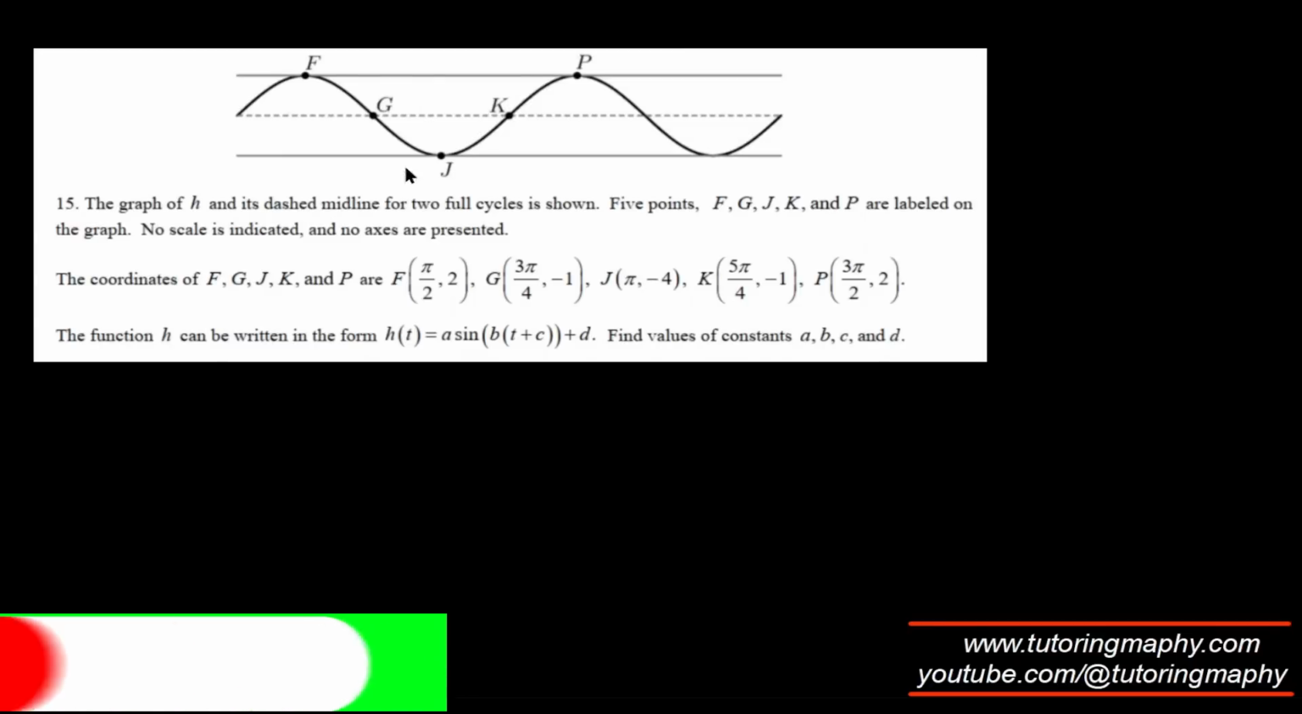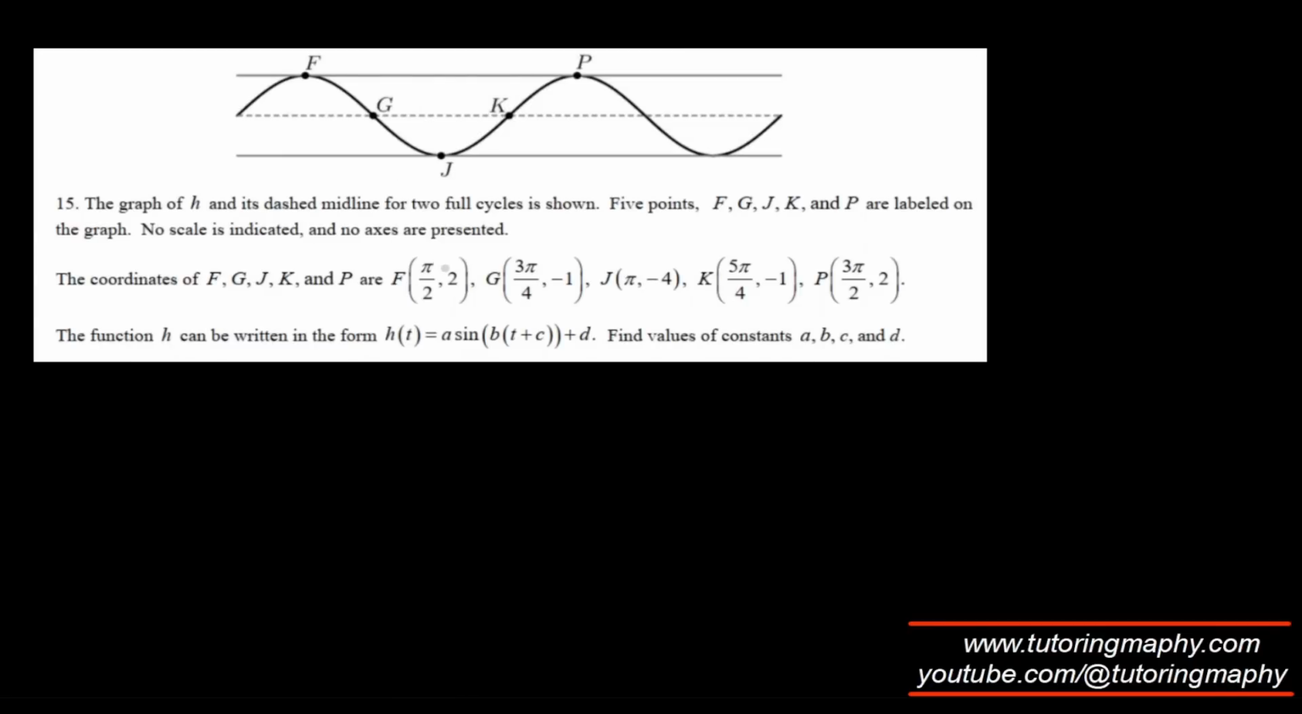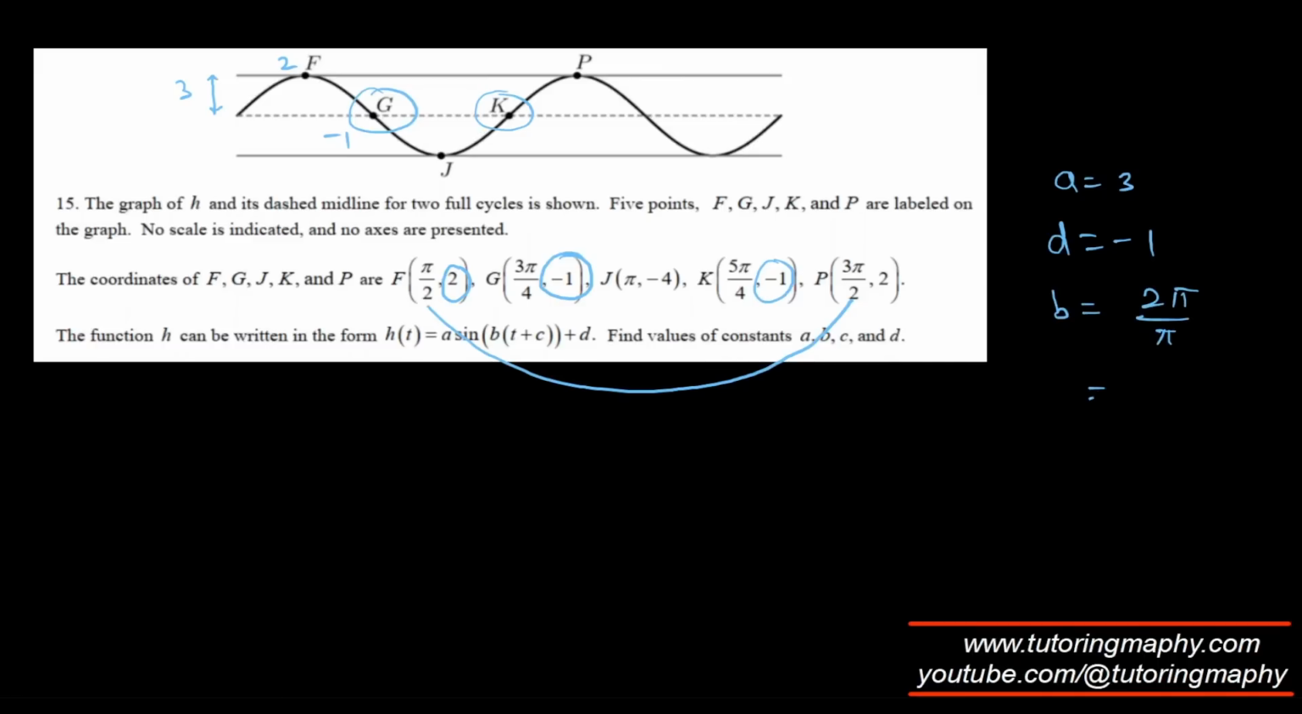And then the next one, 15, I've added here. So once again, the same strategy. I think the midline is going to be -1 because that is G and K. So that's the value of D. And from -1 to F is 2, so this is 3. So A has to be 3 or -3. Let's take it as 3. And the period is going to be from F to P, I misspoke. F is pi over 2, P is 3 pi over 2, so that's pi. So the value of B will be 2 pi over the period, which is pi, which is 2.